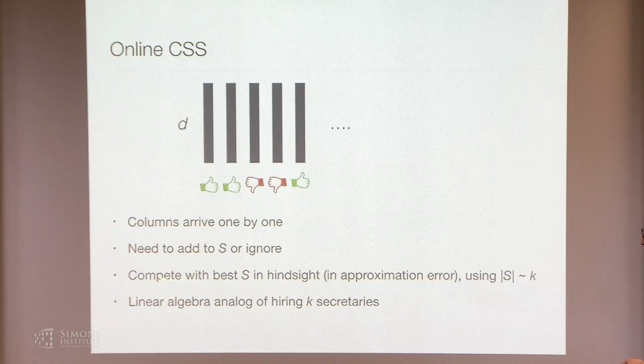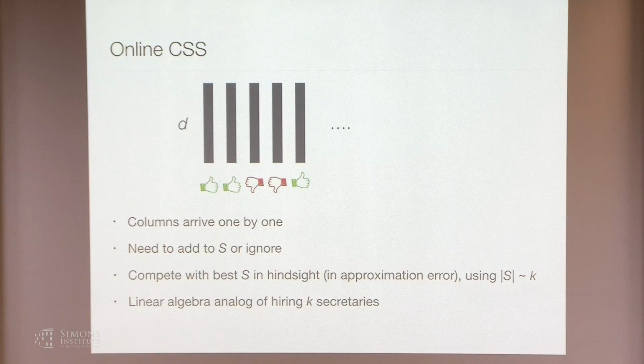And your goal is to compete with the best S in hindsight, and you're allowed to use a little bit more than k columns, but not much more than k. We would ideally like S to be roughly k, up to some log factors and so forth. So that's this problem, and this is in some sense a linear algebra analog of hiring k secretaries.